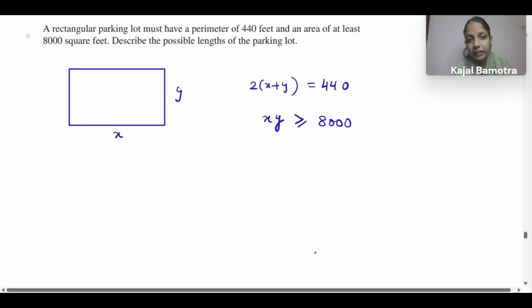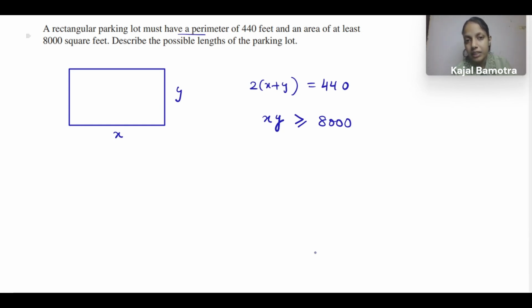I'm explaining again. Here the perimeter was given, so I write the equation of perimeter for a rectangle and that is 440. And the equation of area, and the area is at least. At least means greater than or equal to. So I got this. We have two variables, and we cannot solve in two different variables. We will convert into a single variable. First, I will divide here. x plus y is 220.